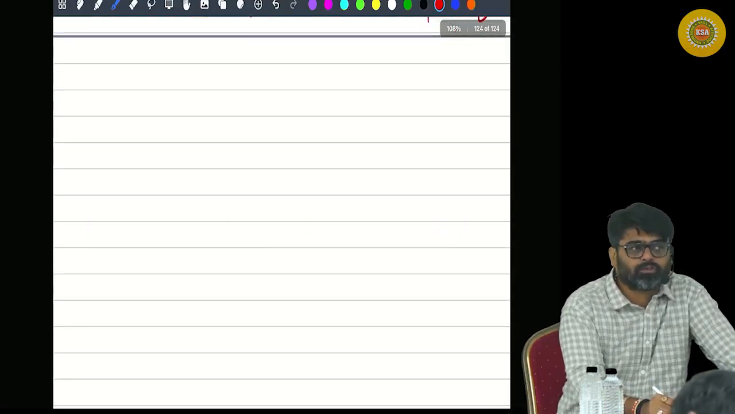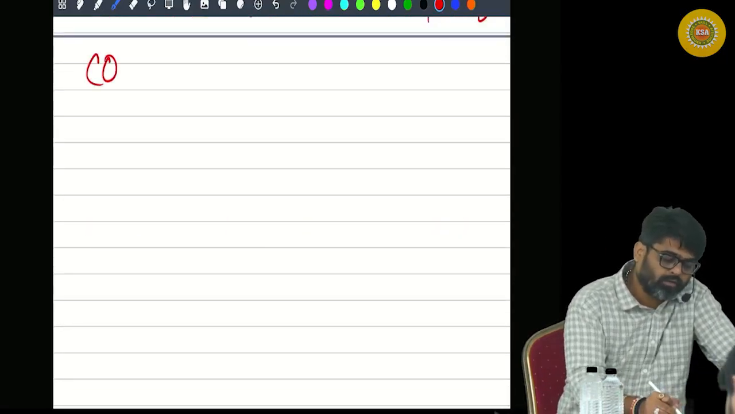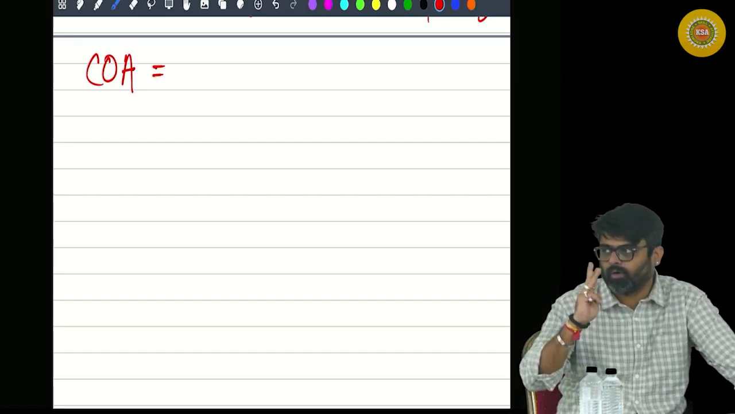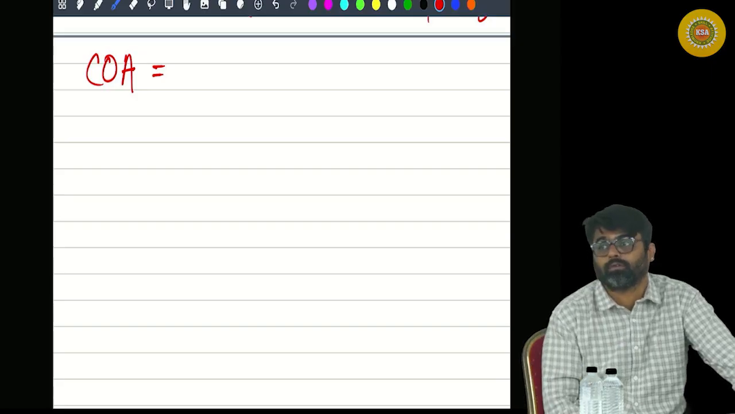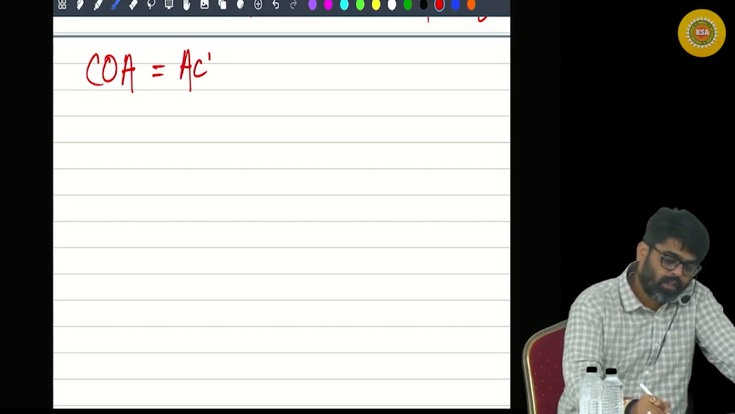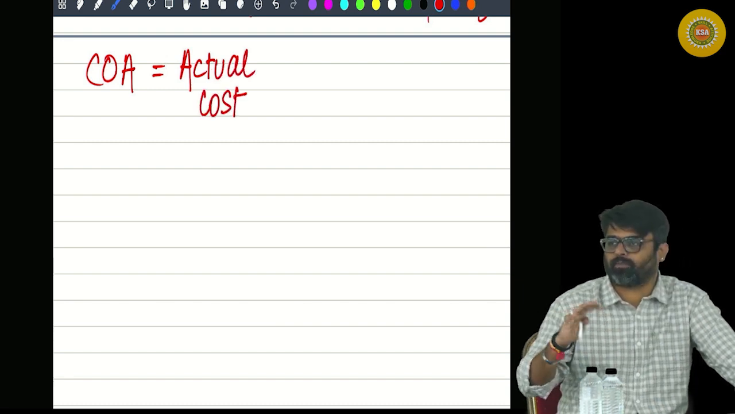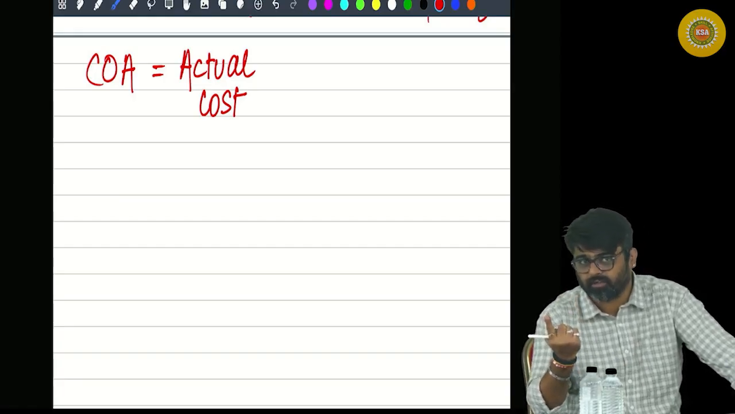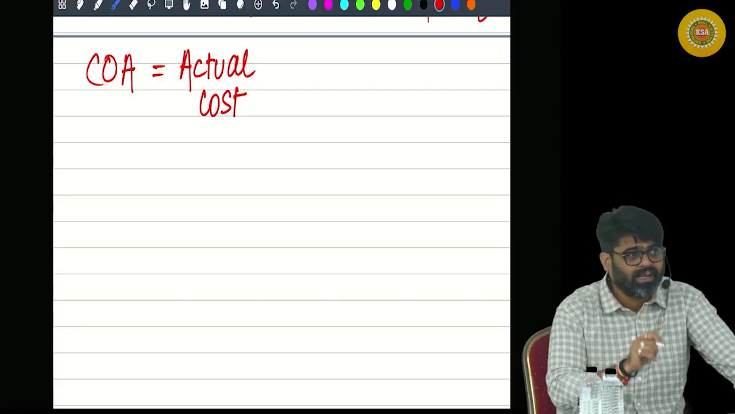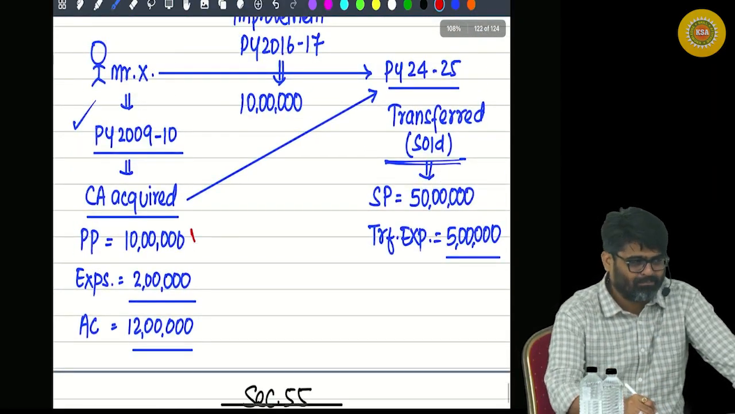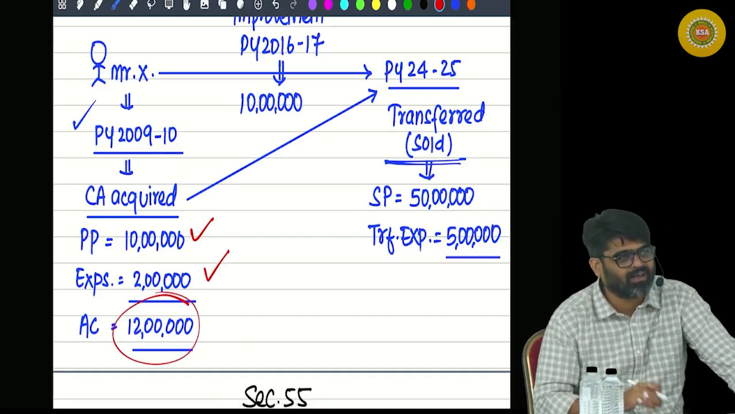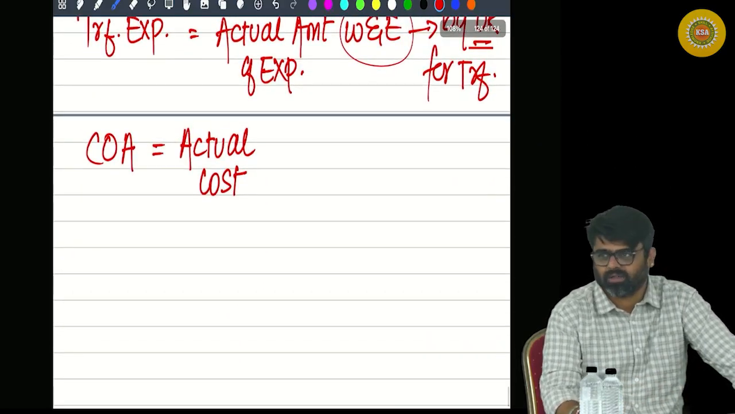What are you going to reduce now? Cost of acquisition. So what will be your cost of acquisition? Three amounts. Either actual, which will be nothing but PP plus PRE. PP means purchase price, PRE means purchase related expense. PP plus PRE is nothing but actual cost. Yes or no? So, you will take actual cost.